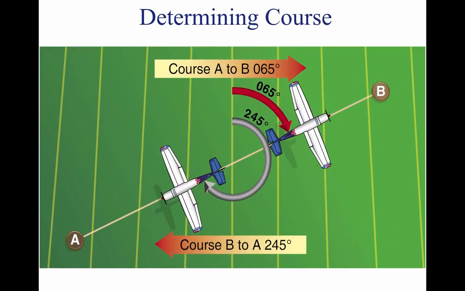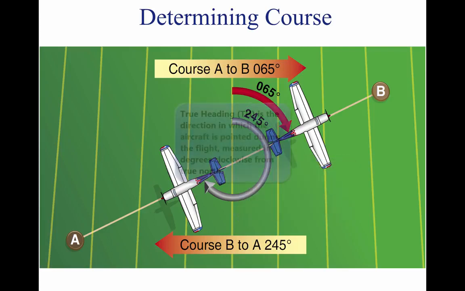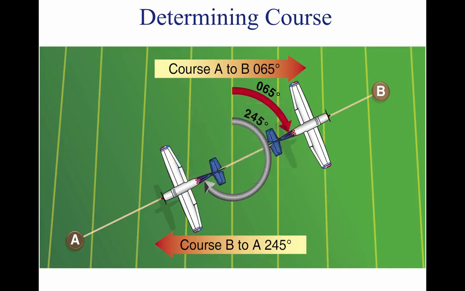As shown in the figure, the direction from A to B would be a true course of 065 degrees, whereas the return trip, called the reciprocal, would be a true course of 245 degrees. The true heading, TH, is the direction in which the nose of the aircraft points during a flight when measured in degrees clockwise from true north.